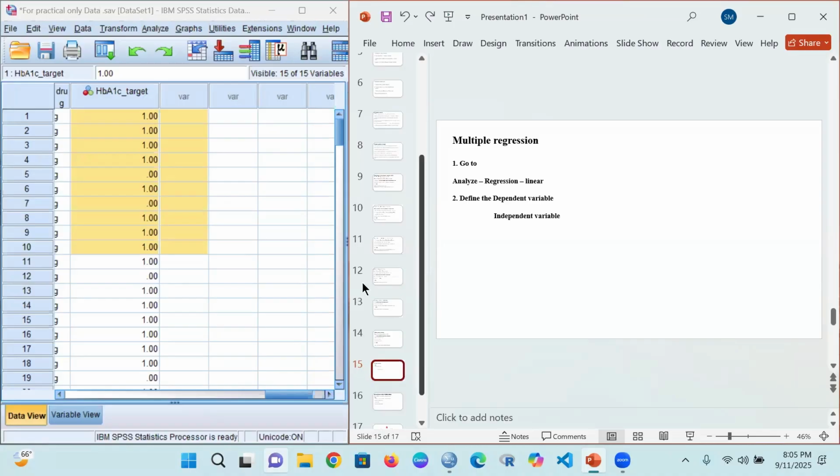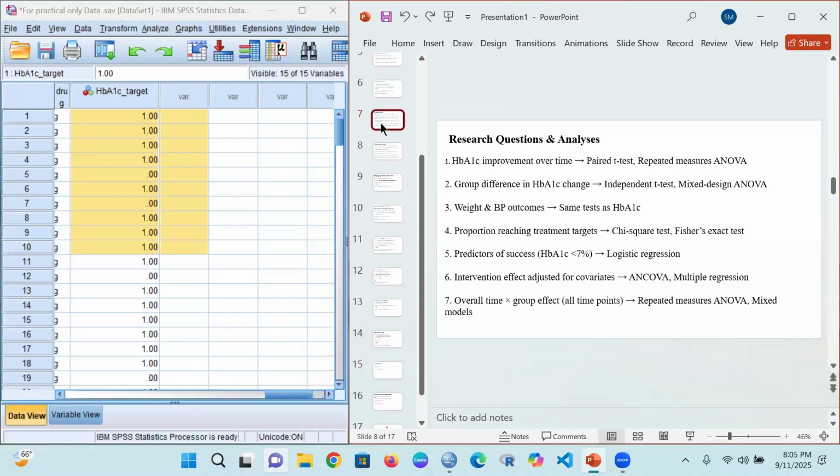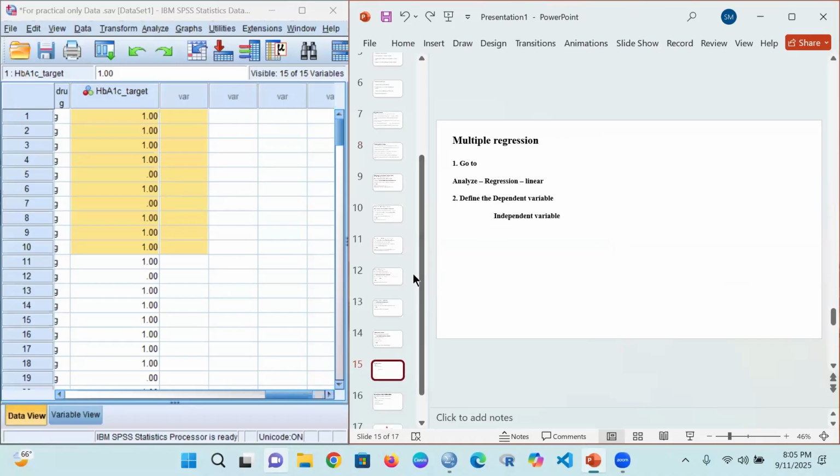I said that the ANCOVA and the multiple regression will perform the same thing. So we want to see whether there is any intervention effect and any effect of adjustment for covariates. So we have to do a multiple regression. Let's leave the ANCOVA aside and go to multiple regression. Just a minute.